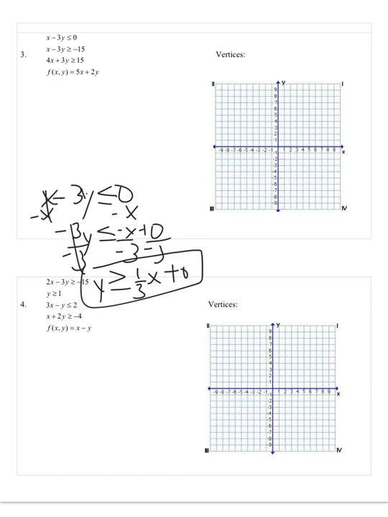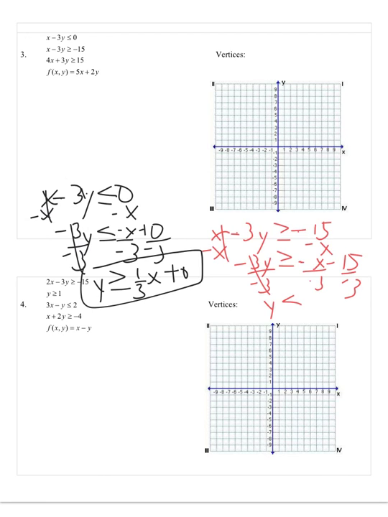Let's go to the second one, which is x minus 3y greater than or equal to negative 15. We're going to subtract x. Negative 3y is greater than or equal to negative x minus 15. Divide by negative 3. So y is less than or equal to 1/3 x plus 5. Again, flip the sign there.